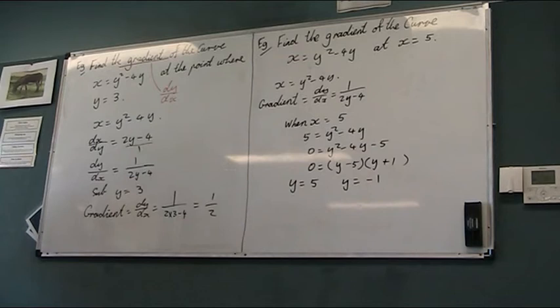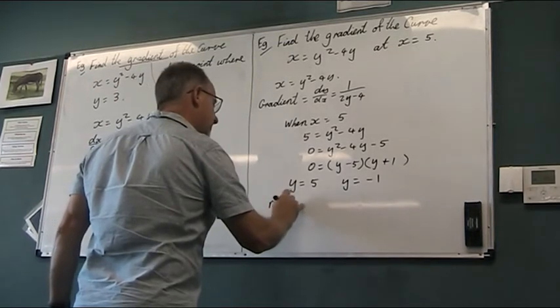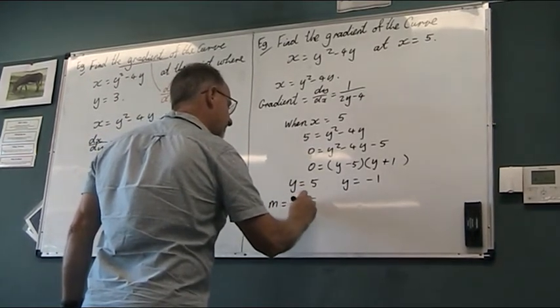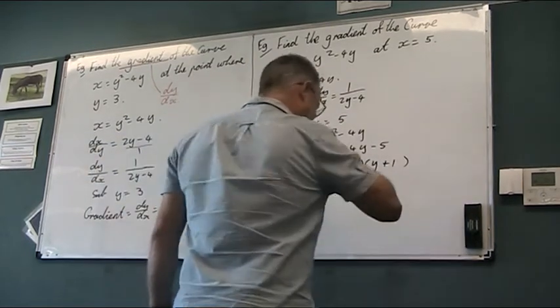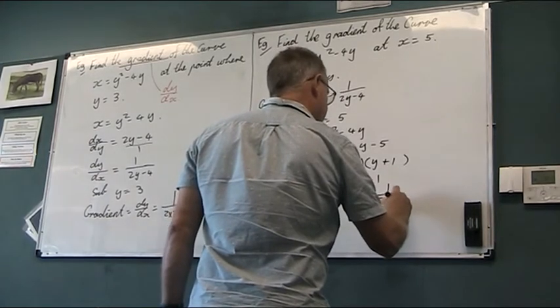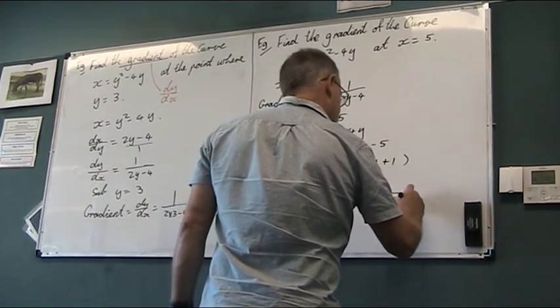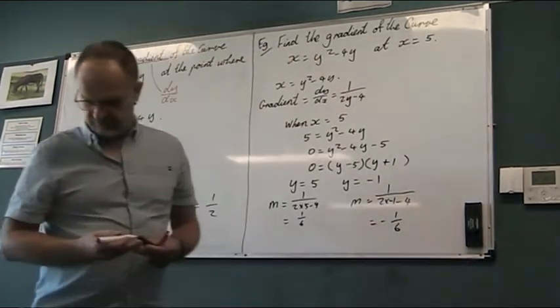Alright, so it looks like we've got two possibilities. So we've got gradient of 1 over 2 times 5 minus 4, which would be a sixth, or 1 over 2 times -1 minus another 4, which would be -1/6.